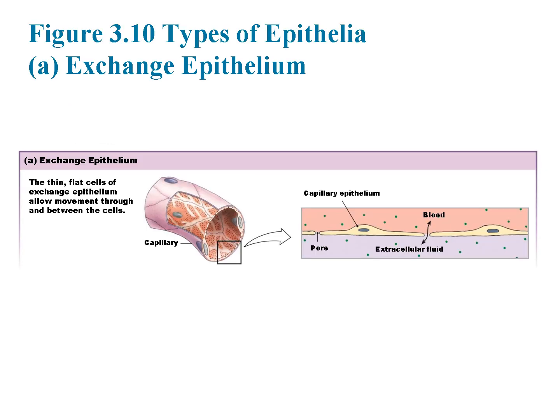Now here's a closer look at exchange epithelium in action. This diagram shows how these thin, flat cells allow movement of substances through and between the cells, just perfect for rapid exchange. Notice how this type of epithelium lines capillaries, forming a direct interface with the extracellular fluid and blood. It's like a two-way street. Gases like oxygen and carbon dioxide move efficiently in and out, thanks to the pores and the thin structure of these cells. This setup is key for processes like gas exchange in the lungs and nutrient delivery in tissues.